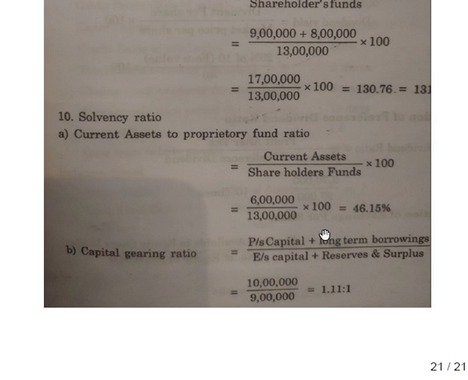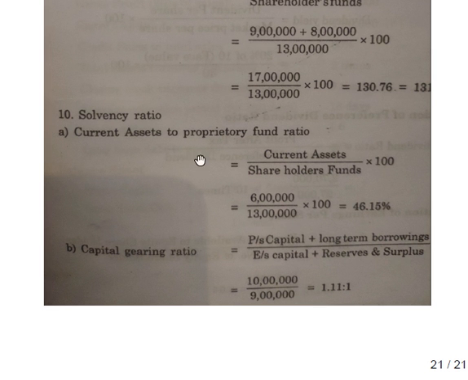Capital gearing ratio: in the question we have preference share capital and the long term borrowings divided by the equity share capital plus reserves and surplus. So 10 lakhs divided by 9 lakhs, it is 1.11:1.